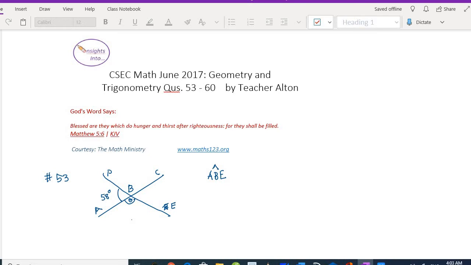Now we know that this is a straight line right here. So therefore the sum of 58 and angle ABE, represented by theta, would be 180. So therefore ABE would be 180 minus 58 degrees. And this will give us an answer of 122 degrees. Right, so the choice there would be answer B.